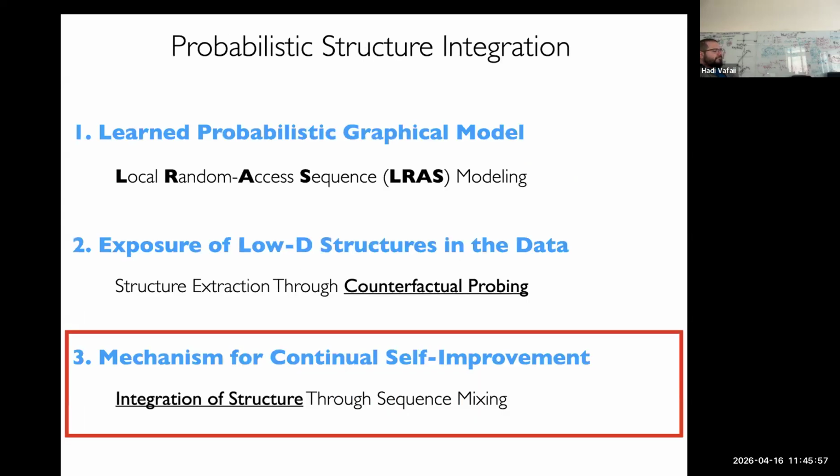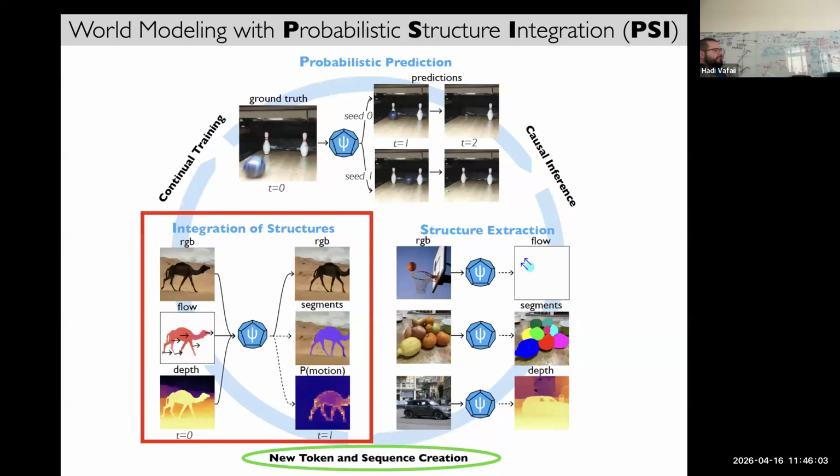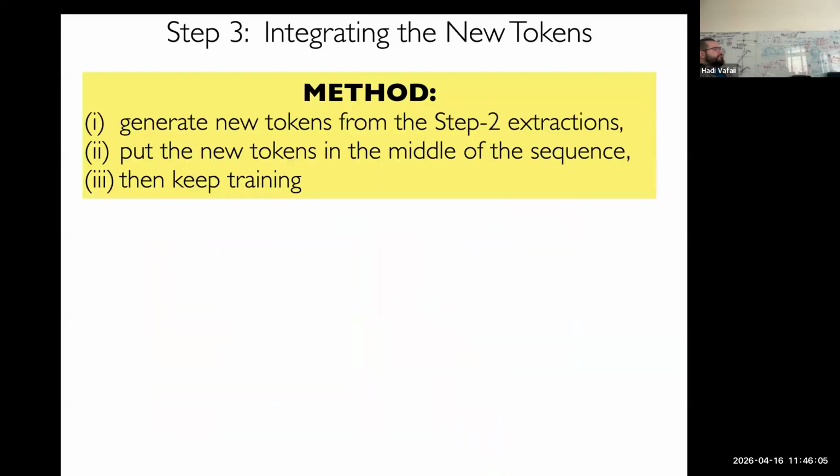Now let's talk about step 3 of the cycle, which is the mechanism for continual self-improvement. Here's a method, and then I'm going to tell you the principle. The method's very simple. You generate new tokens from the step 2 extractions, you put the new tokens in the sequence, and then you keep training. It's as simple a method as you could possibly imagine.